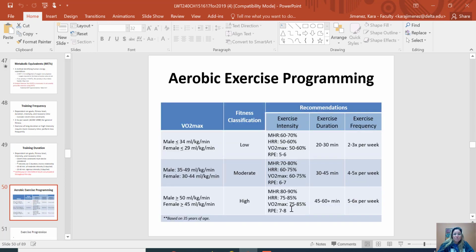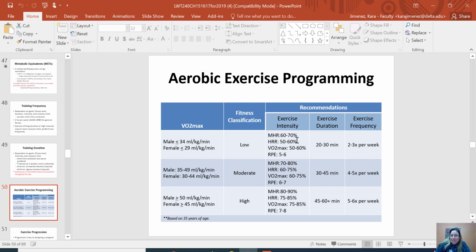So as far as programming, what I did is I put together this kind of cheat sheet. This is based on a 35-year-old. If their fitness classification is low, okay, that means their VO2 is poor. For females, anything below 29, males, anything below 35, that's considered poor for a VO2 max. So they would be at a lower level as far as fitness classification goes in regards to aerobic exercise.